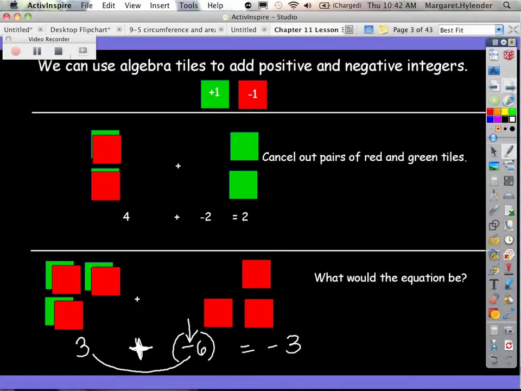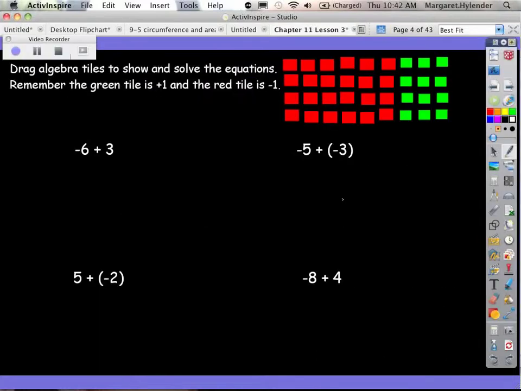I'm just going to choose one. Let's choose this one, 5 plus negative 2. So how many positives do we have? We have 5 positives. We're going to drag those down. And we have 2 negatives. So I'm going to cancel 2. So what is left? 3 positive.